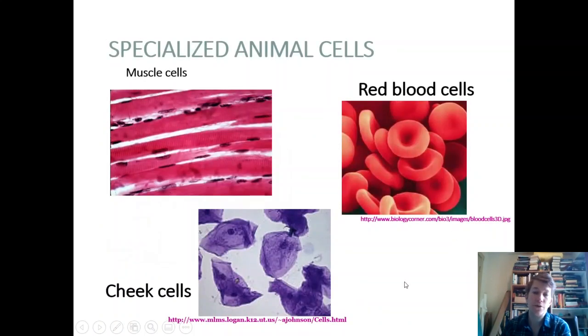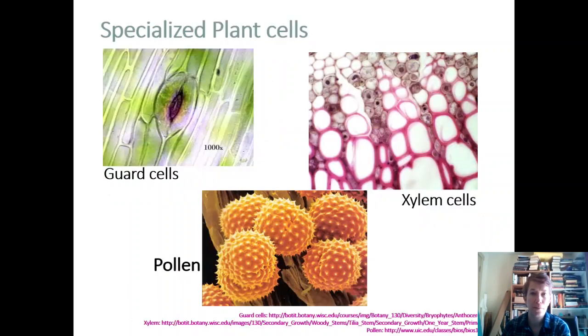So here are just a few specialized kinds of animal cells. This is muscle cells. They actually have more than one nucleus per cell. Red blood cells don't have any nucleus, and these would be cheek cells. That little dark purple dot is the nucleus in your cheek cells. So different specialized cells are going to look way different from each other and have different amounts of different organelles.